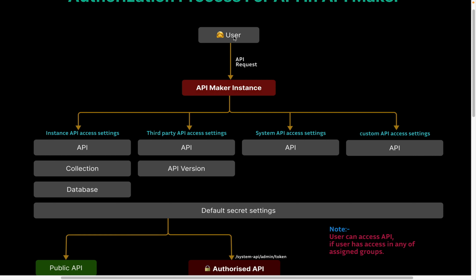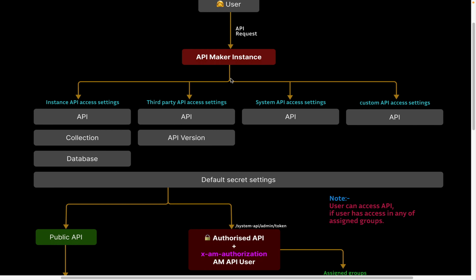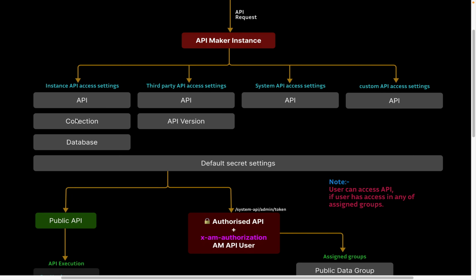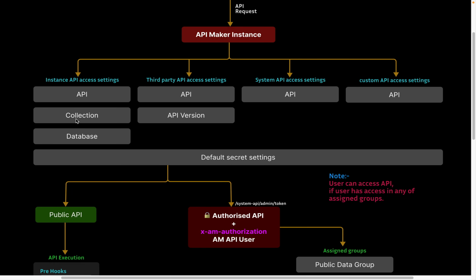Let's say one user is requesting one API, so the API Maker instance will receive that call. After that, based on API category, it can select its specific settings. We can define authorization settings at API level or connection level or database level, and if not provided on any of these levels, it will pick up from the default secret level.